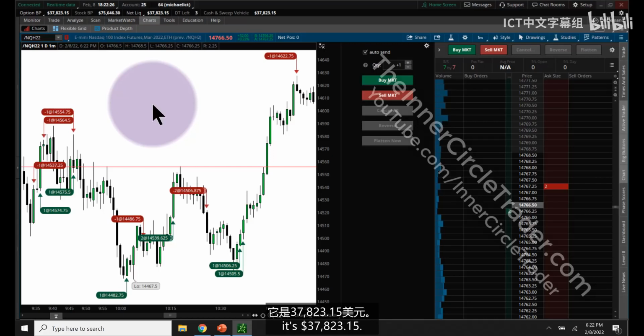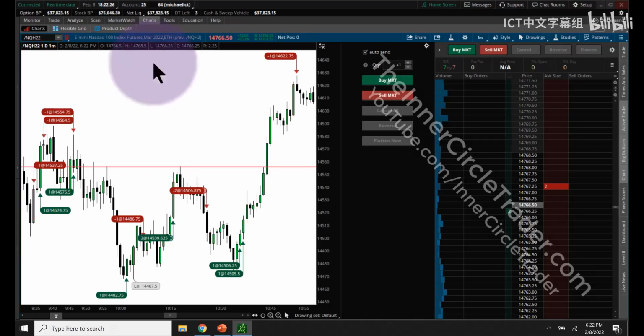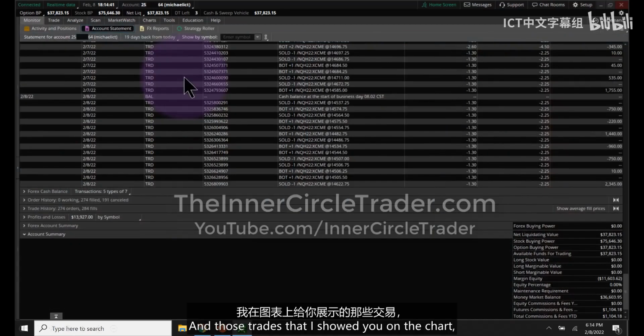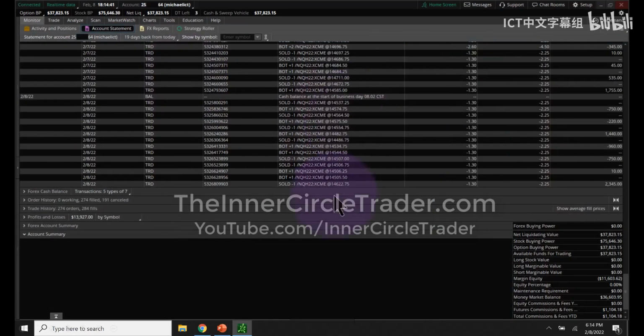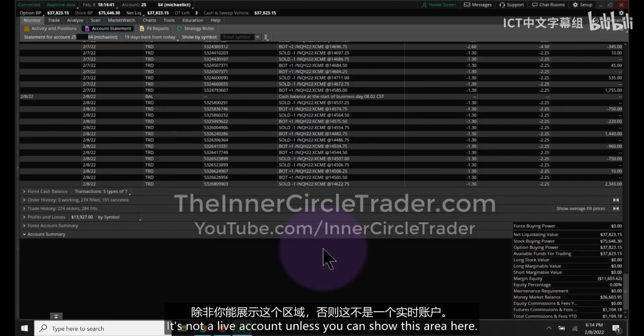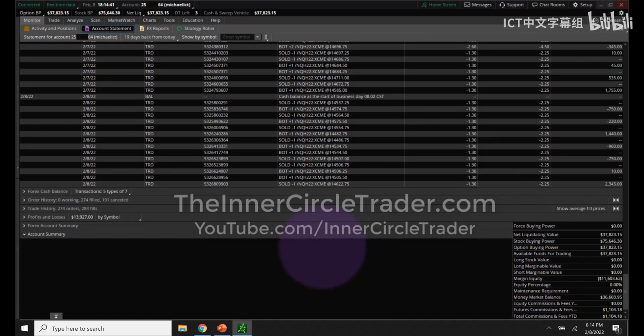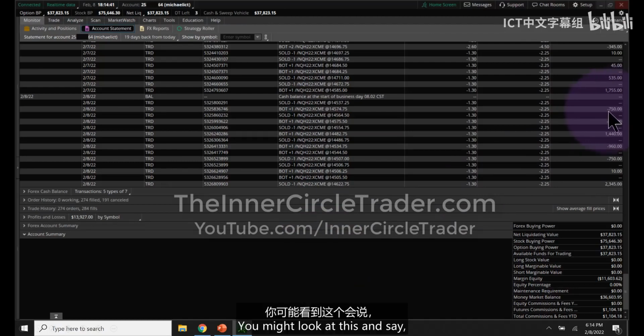Okay, as you can see, it's $37,823.15. And those trades that I showed you on the chart, here is that history, or whatever somebody was posting. Show us the history. It's not a live account unless you can show this area here. Well, here's the trades I've taken for today. Here was the initial trade here. Okay, you might look at this and say, oh man, I wouldn't do that. Pay $750? I'm looking for significant price moves. I'm looking at trades that are a little bit more significant intraday because that's the model I'm teaching you.